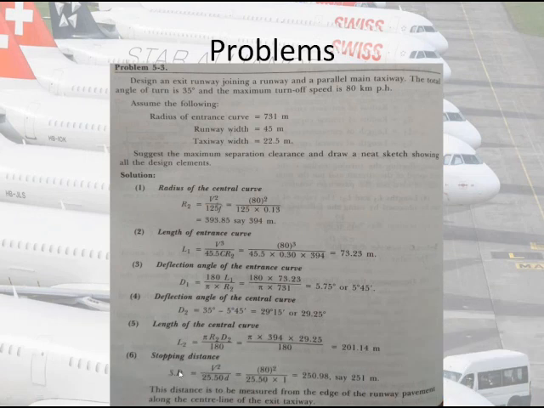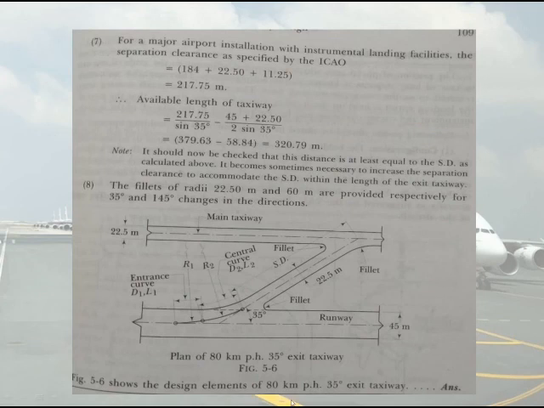The stopping sight distance SD is equal to V square divided by 25.5 D. Substituting the values, we get 250.98, approximated to 251. The distance is to be measured from the edge of the runway pavement along the center line of the exit taxiway. We have two more cases. The seventh point is for a major airport installation with instrument landing facilities, where the separation clearance as specified by ICAO is taken as 184 plus 22.5 plus 11.25.